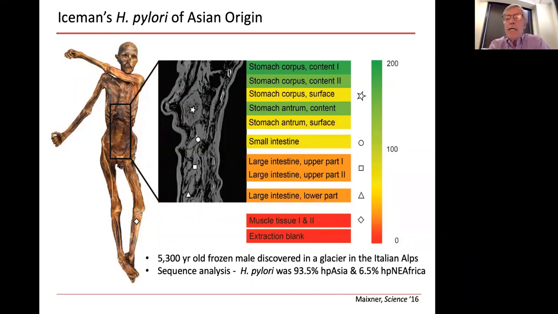H. pylori was present in the stomach, particularly in the proximal stomach or the corpus. There was a significant amount also in the antrum, smaller amounts in the small intestine, and very little in the large intestine. They sequenced the H. pylori, and they showed that it was 93.5% H. pylori Asia and 6.5% H. pylori Northeast Africa, confirming that the H. pylori that is present in Europeans as far back as 5,000 years ago originated not only from Africa, but through the Fertile Crescent in Western Asia. And then migrations carried it into Europe.